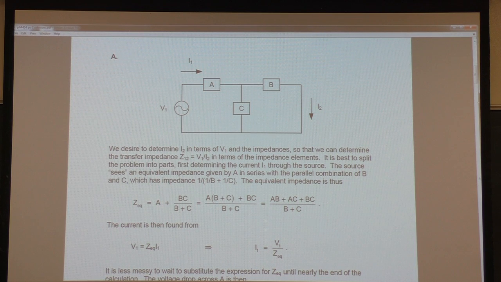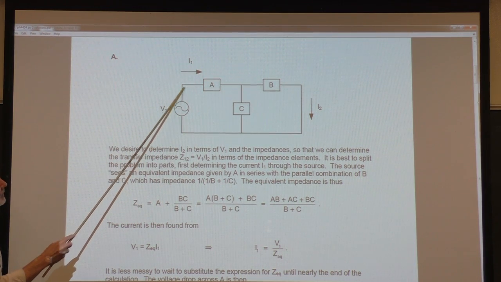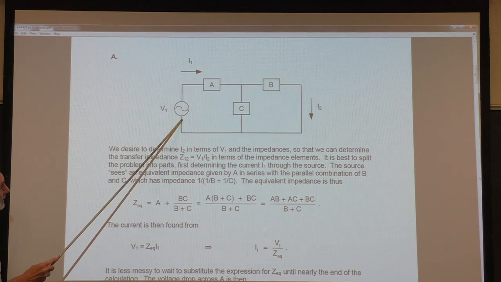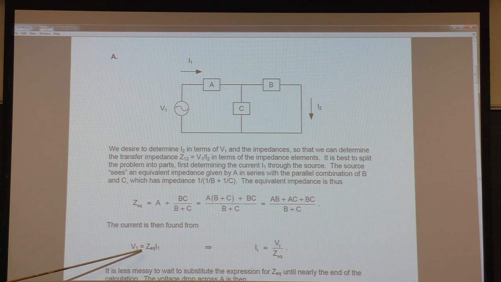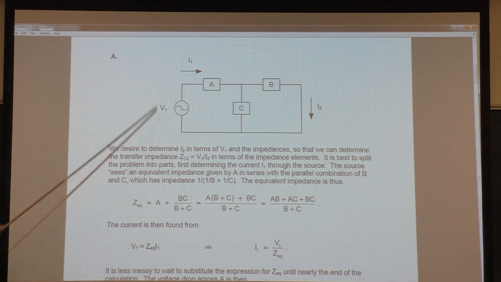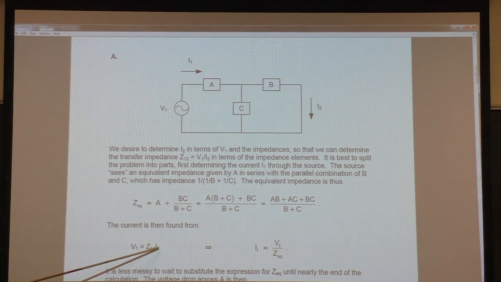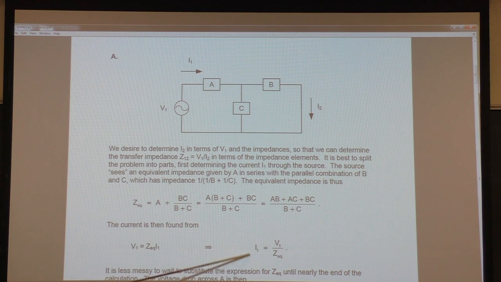Why do we do that? Well, we do it because we can now find the current delivered by the source, the current going through here, and of course coming in here. It will be given through the equivalent impedance. Essentially Ohm's law for the equivalent impedance. So we know the voltage, we now know this, the current has to be given such that it satisfies this equation. So the current's given by this.